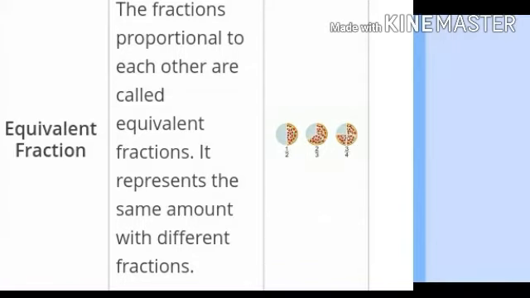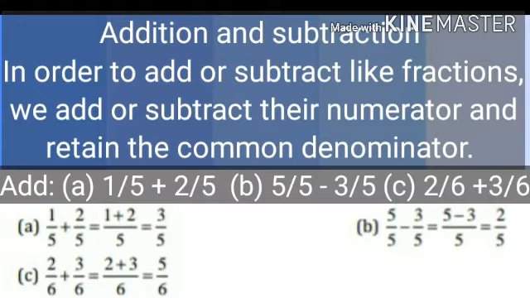Now, addition and subtraction of fractions. In order to add or subtract like fractions, we add or subtract their numerators and retain the common denominator. Example, if you want to add 1 upon 5 plus 2 upon 5, first we have to add the numerators. 1 plus 2 is equal to 3 and write the denominator as it is, 5. So 1 upon 5 plus 2 upon 5 is equal to 3 upon 5.